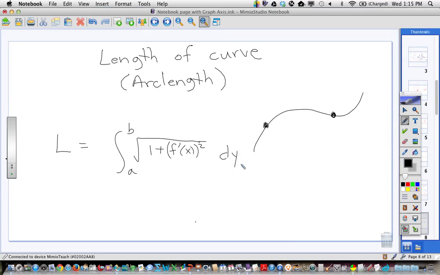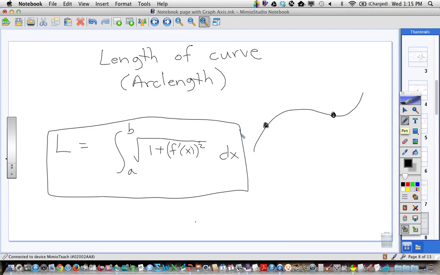A lot of times the problems are given as, whoops, that's a dx, not a dy. That is the length of the curve f of x from x equals a to x equals b. Okay? So if f of x is the curve, then this integral will give you the length of that curve.